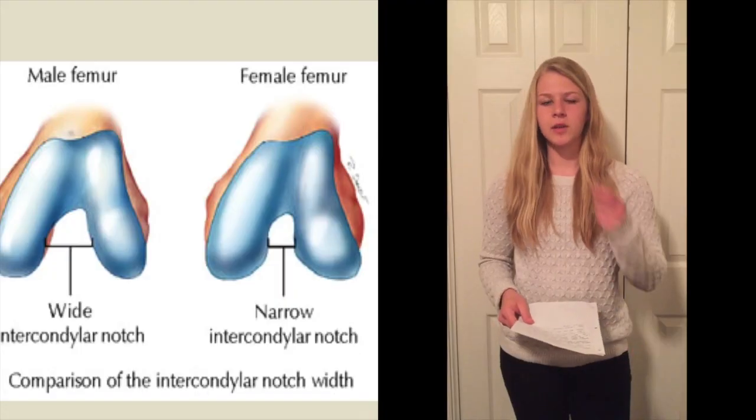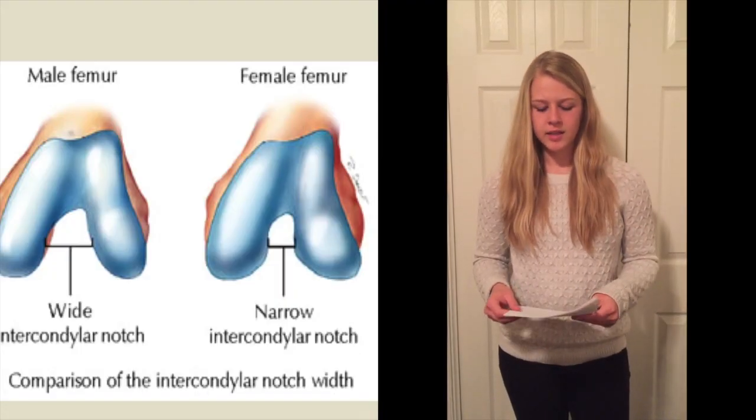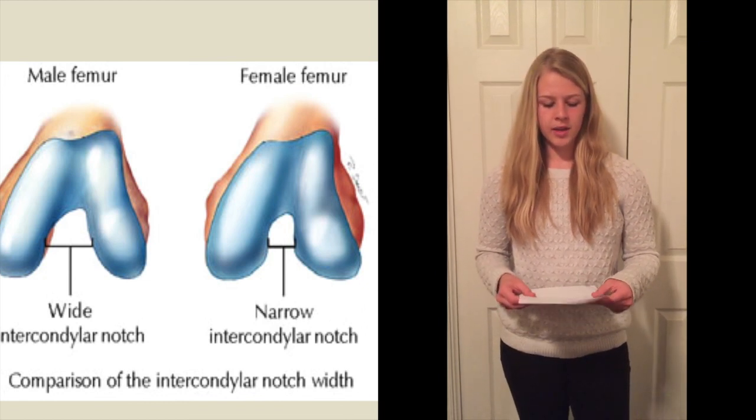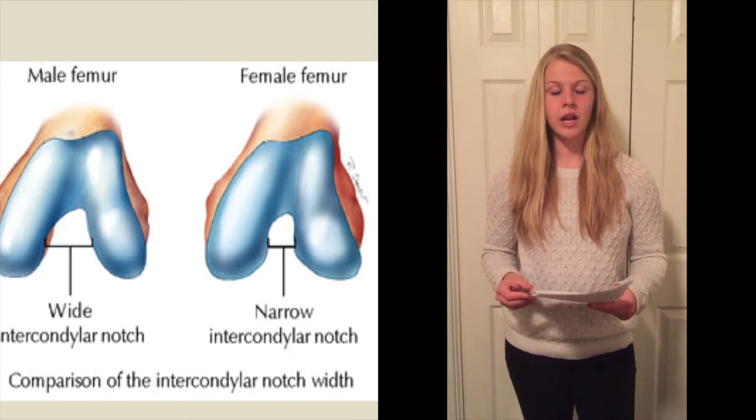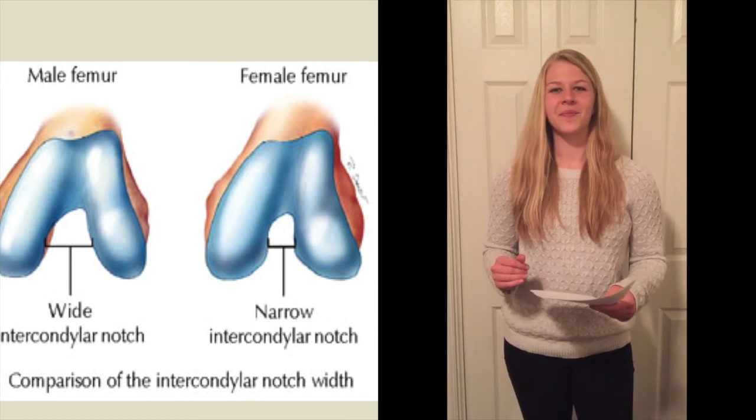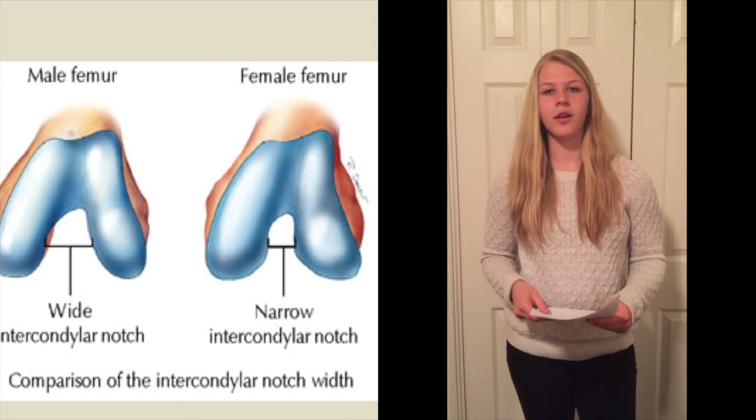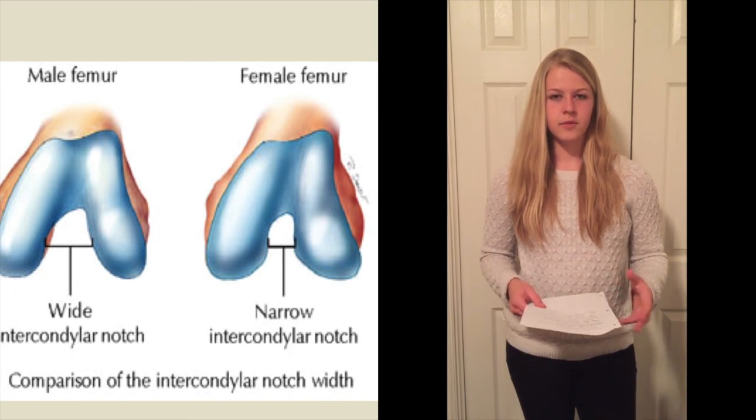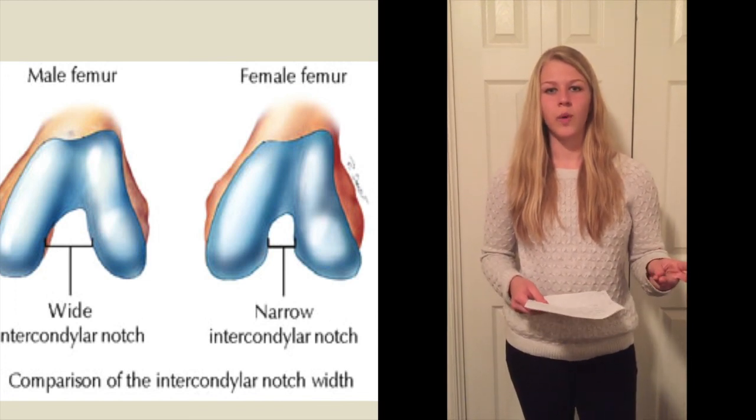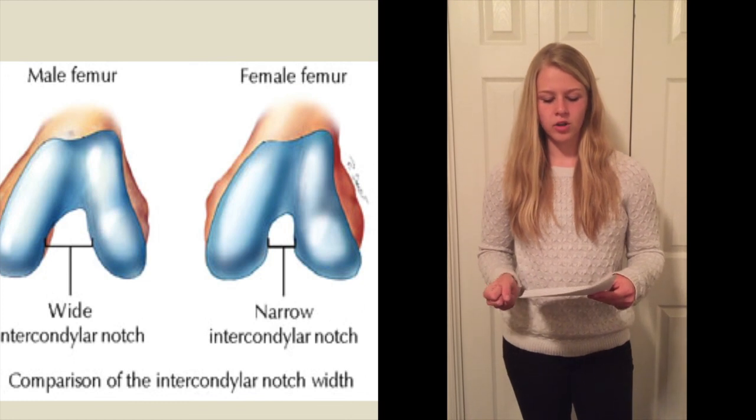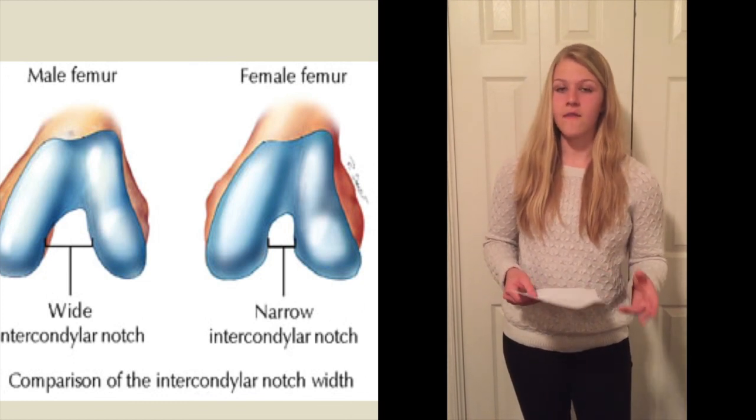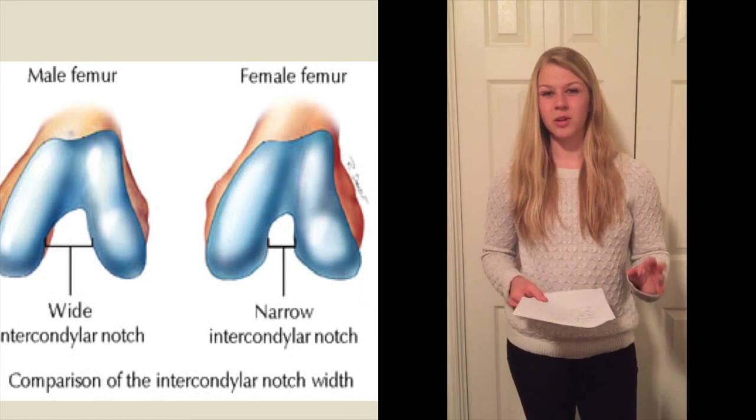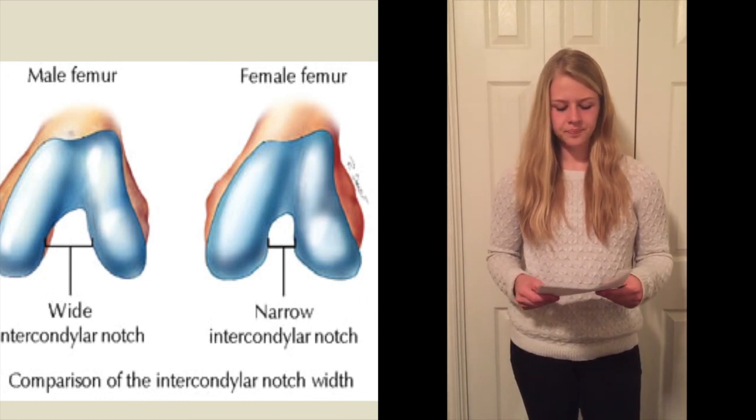So in this next picture you can see that women tend to have a narrower intercondylar notch, and because it is narrower, the ACL is going to tend to be smaller and therefore weaker. And then you can see that the men's intercondylar notch is wider, and so it's going to be larger and stronger. And on average, men tend to have a 14 millimeter larger intercondylar notch.